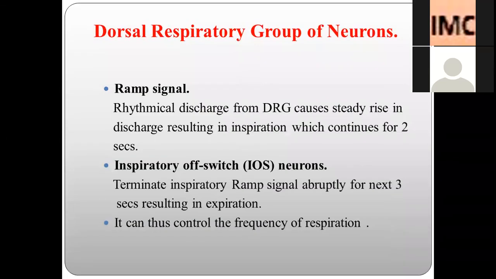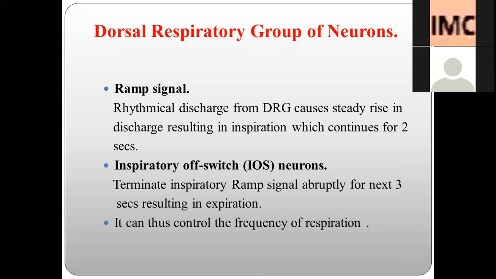So the dorsal respiratory group of neurons produces a ramp signal, a rhythmical discharge that causes a steady rise in inspiration which continues for 2 seconds. And after 2 seconds, the inspiratory switch off neurons will be activated and they will abruptly end the inspiration for the next 3 seconds. And during this next 3 seconds, the expiration is occurring.